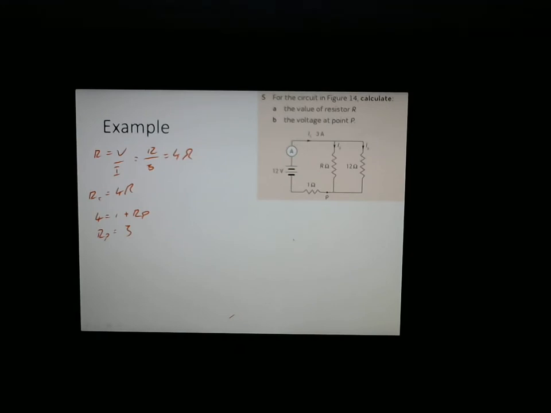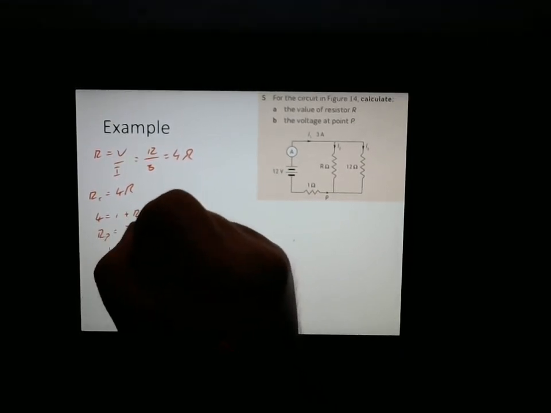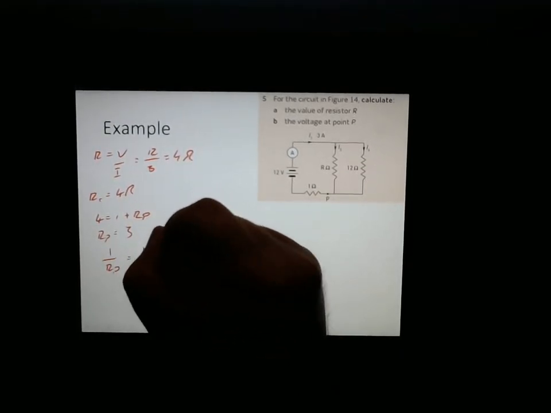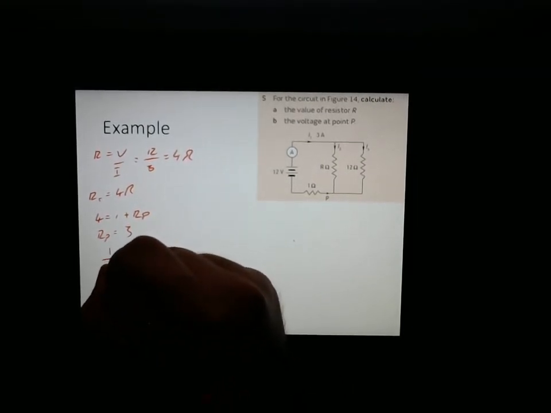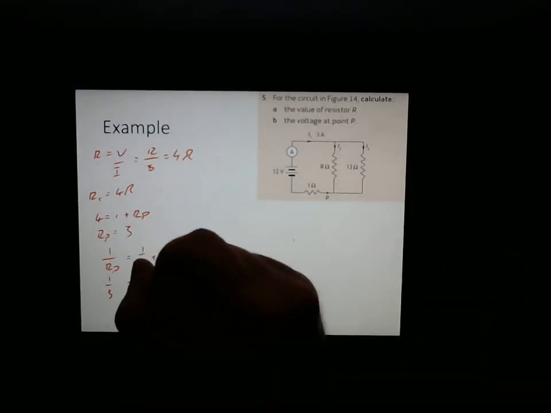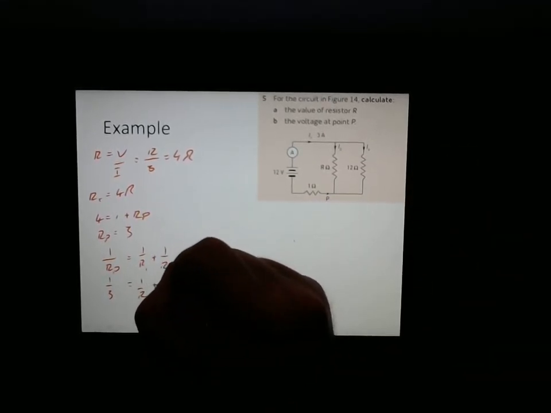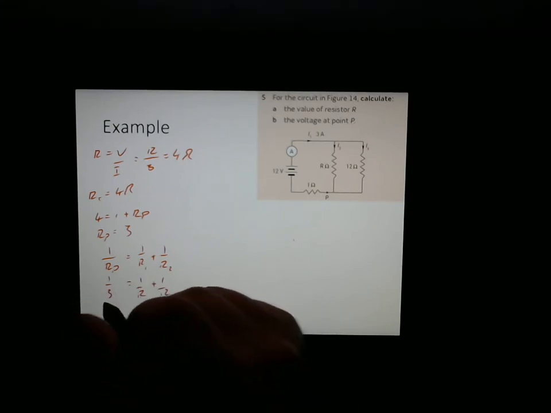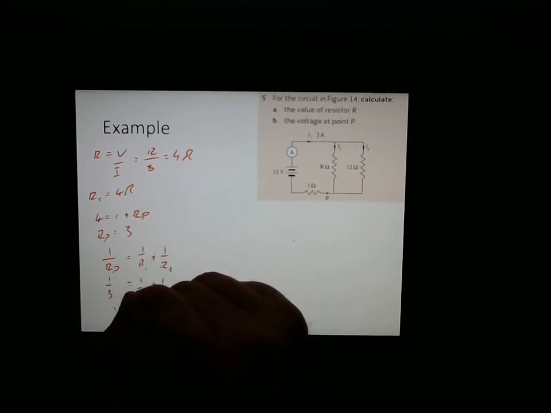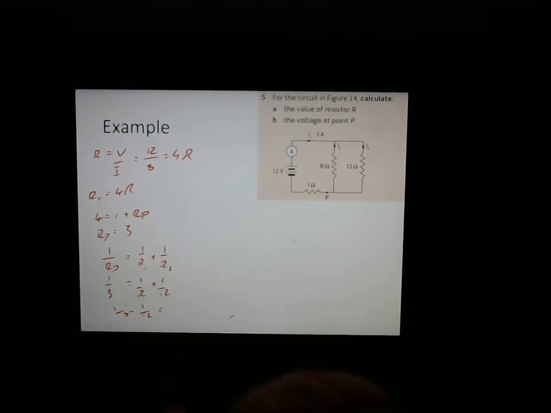That's the total resistance for those two things. And we know that 1 over RP equals 1 over R1 plus 1 over R2. Well, 1 over 3 must equal 1 over R, as I've labelled it, plus 1 over 12. Let's work that out. 1 over 3, take 1 over 12 will equal 1 over R.